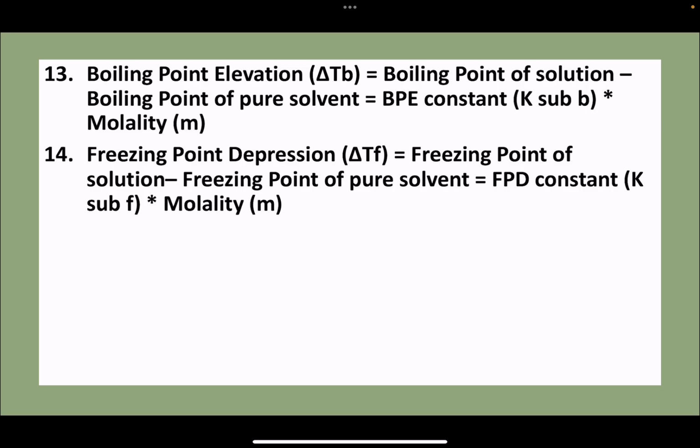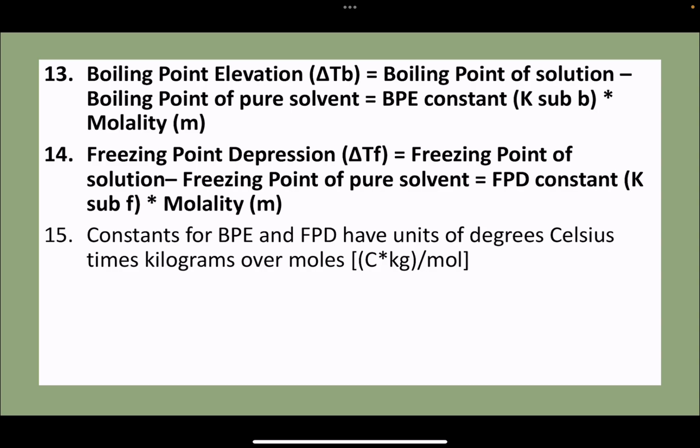These two constants are what we want to focus on for the moment. They both have units of degrees Celsius times kilograms all over moles, as shown in the brackets here. These constants will vary for different substances, and it's not actually possible to calculate them all by ourselves. They're usually determined by doing experiments with solutions at different molalities and finding out the change in boiling point and freezing point. From that data, we can calculate the constants, but in a classroom setting, we'll most often be given the constants in the problem we're trying to solve.